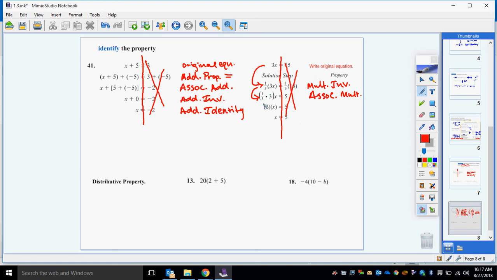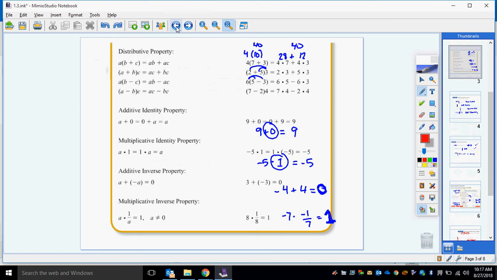All right, after I move the parentheses, how did I get down to this line? The x stayed the same, but this 1/3 times 3 changed to a 1. So what's that called when you multiply by the inverse and you get 1? Oh yeah. Multiplicative inverse we've already used. But when my answer is 1, what property is that? Go back and look. When my answer is 1, multiplicative inverse property.